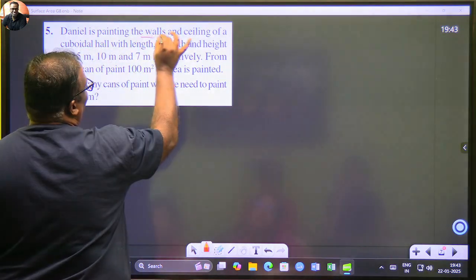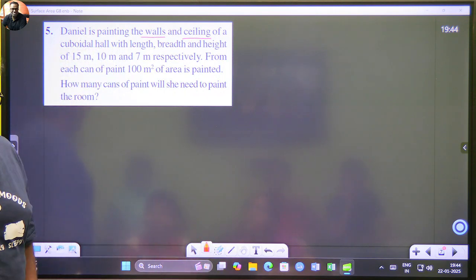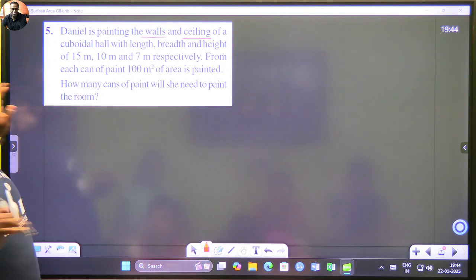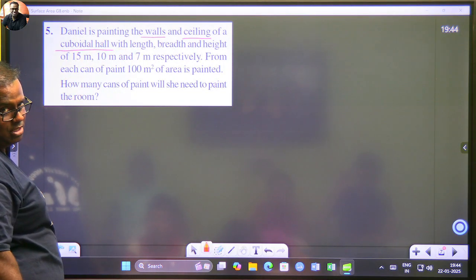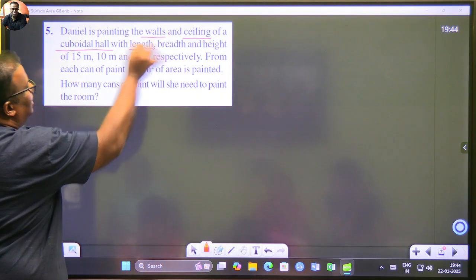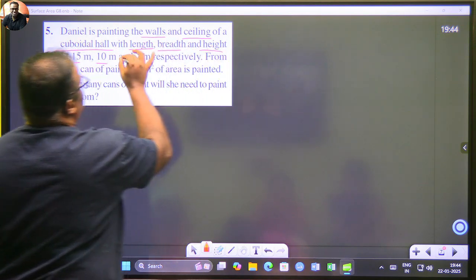Painting what? Walls and ceiling. Do we ever paint our floor? No. So don't go just like a rattu tota. First understand the question. Cuboidal hall, that means the shape is given to us. The shape is that of a cuboid. Then they have given you measurement, length as this much, breadth as this much, height as this much.